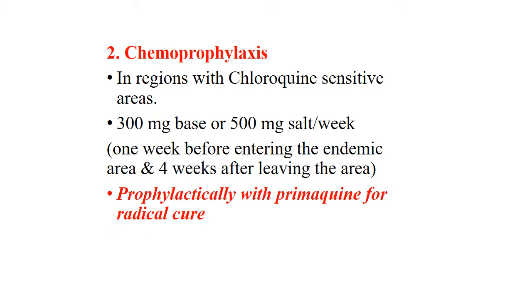Now the next clinical use is chemoprophylaxis. It is also used for chemoprophylaxis in chloroquine-sensitive areas. The dose which should be given is 300 milligram base or 500 milligram salt per week. It is given 1 week before entering the endemic area and 4 weeks after leaving the area. Prophylactically, it is also given with primaquine for radical cure.